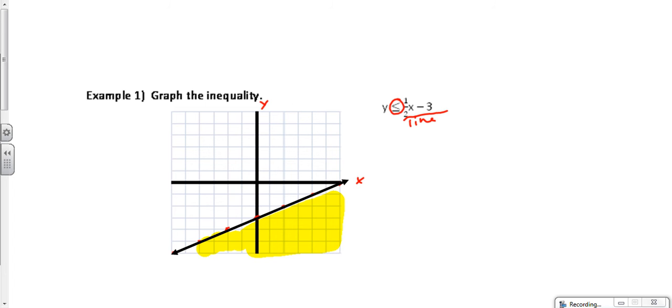So that's our answer. Drew our lines, properly made it solid or dotted, and then shaded.